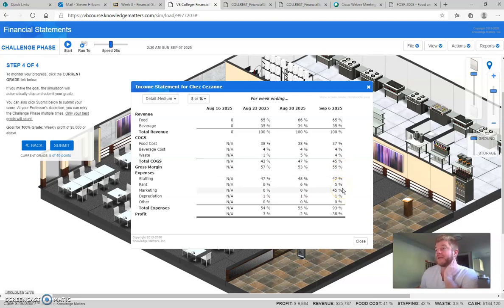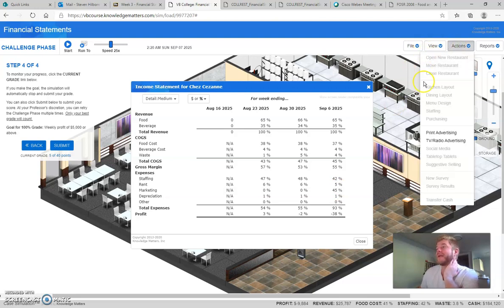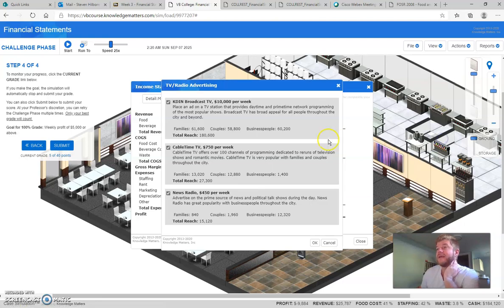So here we're looking at marketing. So this is really the only way that we can control, or what we can control this week. So 45%, so 40% higher than it should be. So this is where now you're going to go into both your print advertising and radio advertising and take a look. And we're spending $10,000 a week right there.